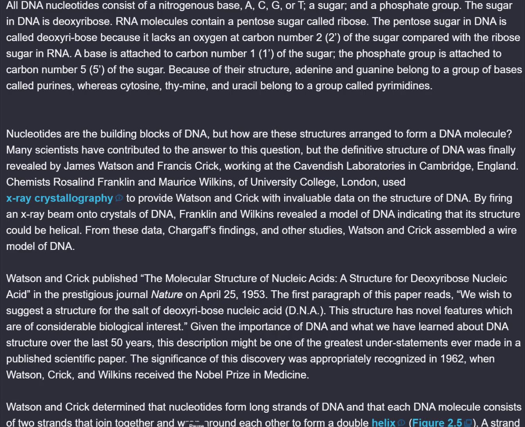A base is attached to carbon number 1 of the sugar, and the phosphate group is attached to carbon number 5 of the sugar. Because of their structure, adenine and guanine belong to a group of bases called purines, whereas cytosine, thymine, and uracil belong to a group called pyrimidines.